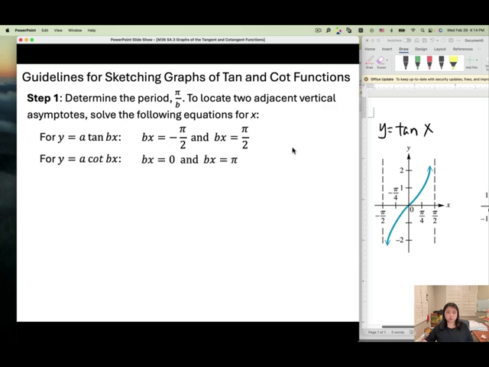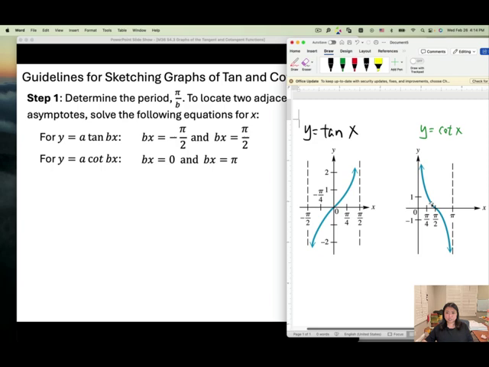Same idea with the cotangent. The graph is going to look like this. So the two adjacent asymptotes are x equals 0 and x equals pi. That's why you set bx equal to 0 and then bx equal to pi, to find these two adjacent vertical asymptotes.